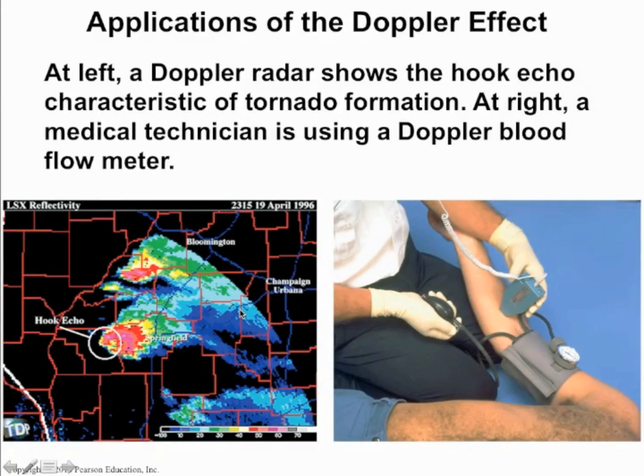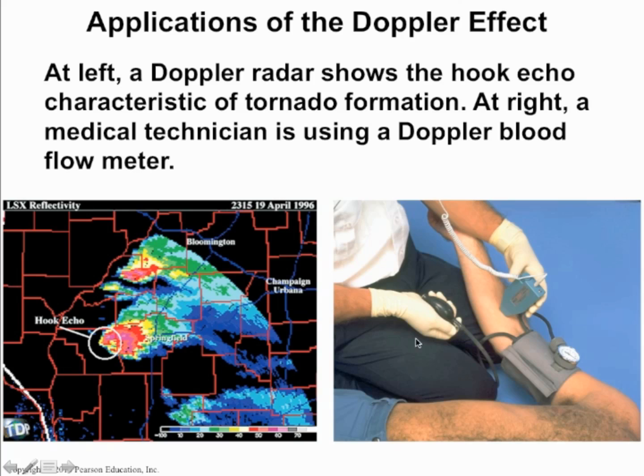At left, the Doppler radar shows the hook echo characteristic of tornado formation. So let's look at this. If you look closely, you can see a little hook shape here curving around, and you can see another little hook shape towards the bottom right of the circle. And the way Doppler radar works is they send long-range microwave signals into these winds. And based on the echo patterns, they can tell how fast the wind is traveling, and when it forms that hook shape, they know that the fast winds are about to curve into a tornado.